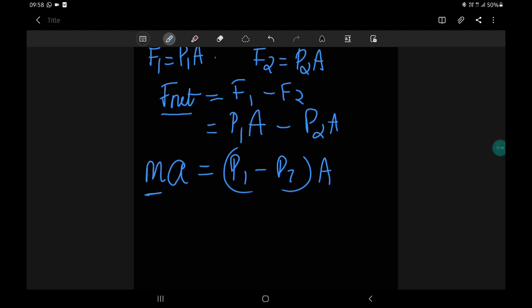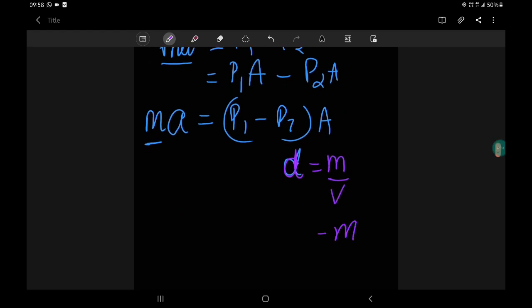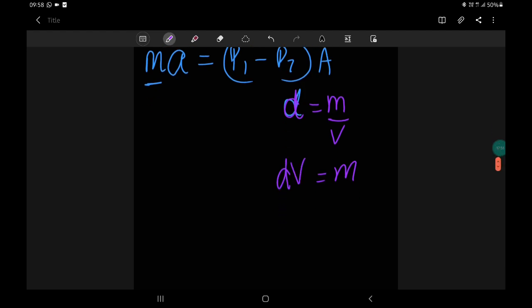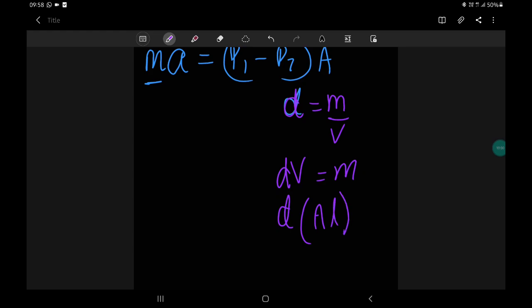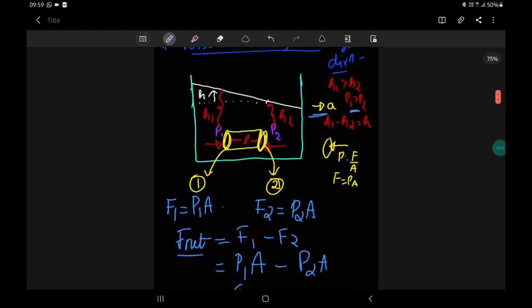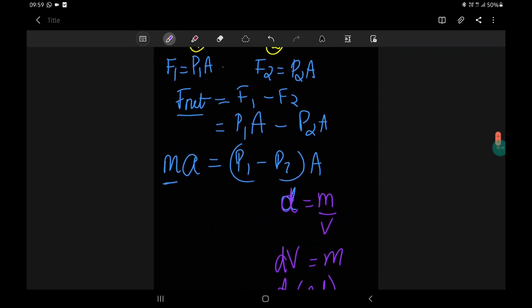Now can I take density is equal to mass upon volume? So mass is equal to density into volume. Can I write volume as area into length? Now what is the area? A, the cross-section area A, and what is L? This is the L height, right? This is the L height.